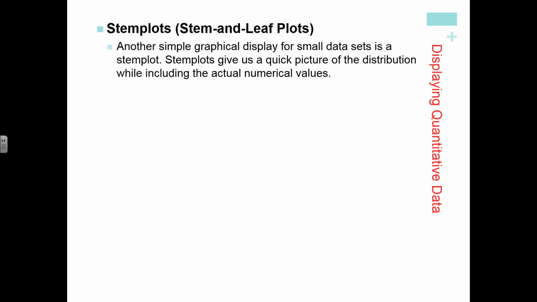All right, another type of graph that we have is a stem and leaf plot, or a stem plot. It's a really nice way of organizing your data and also seeing the shape. It's pretty much just a dot plot turned on its side, and it uses numbers instead of dots.